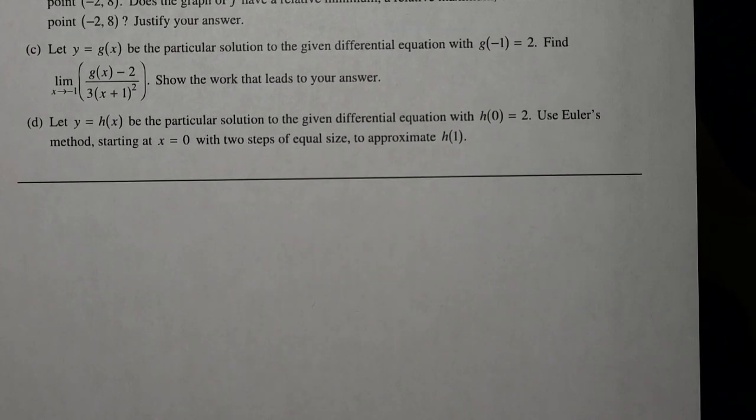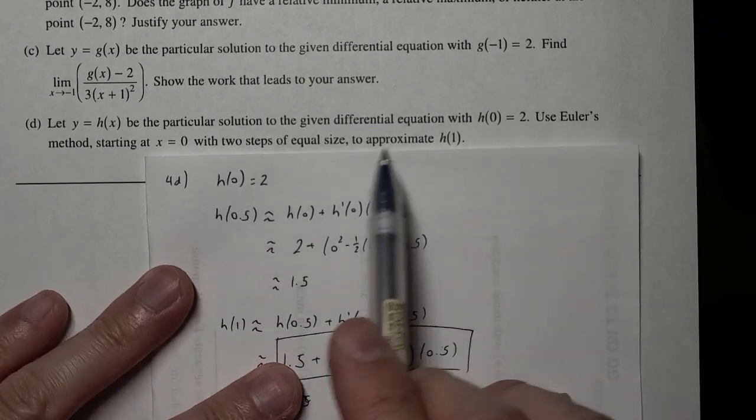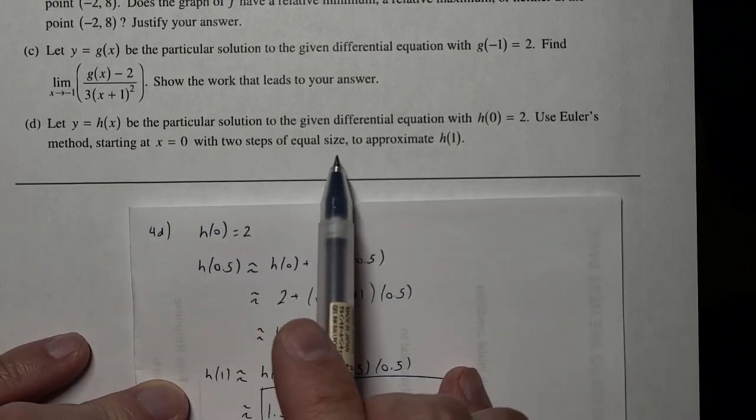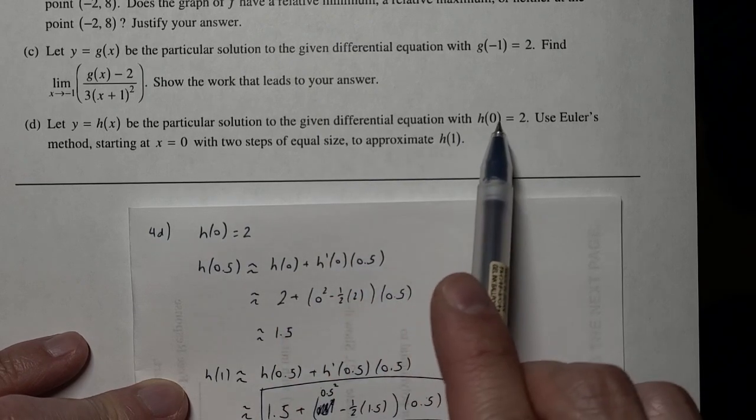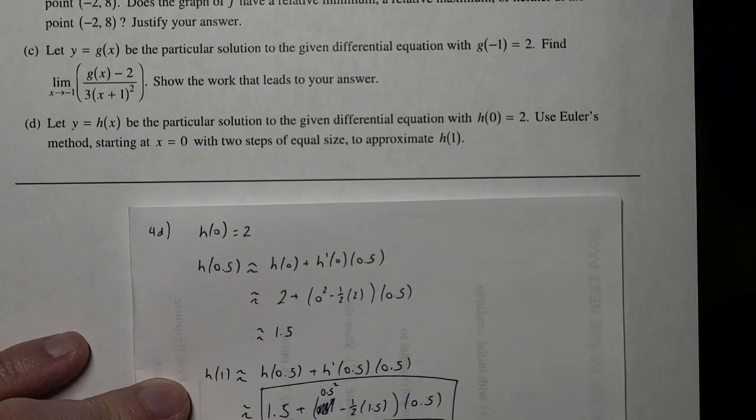Okay. Part D, let y equals f of x be the particular solution to the given differential equation with h of 0 equals 2. Use Euler's method, starting at x is equal to 0, with 2 steps of equal size to approximate h of 1. This is a very typical Euler's method problem, so let's go through it. We start at h of 0 equals 2. We want 2 steps of equal size, so we're stopping at 1, we're starting at 0, so 1 minus 0 over 2, our step size is half.